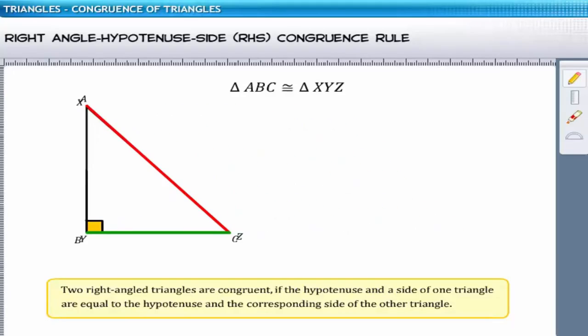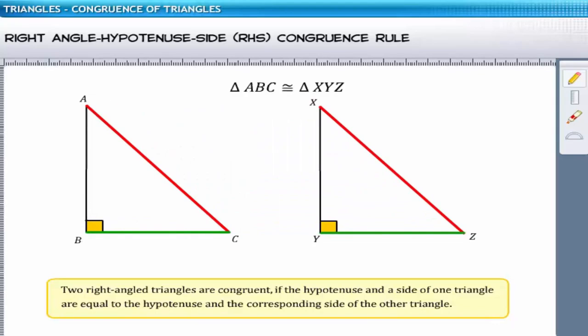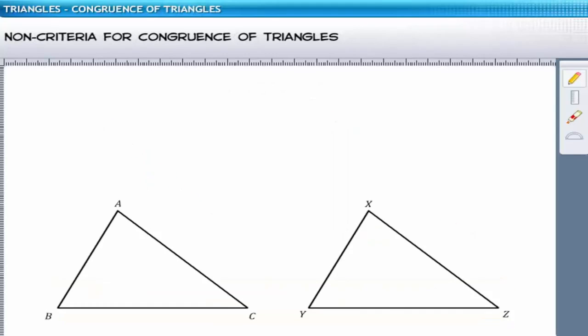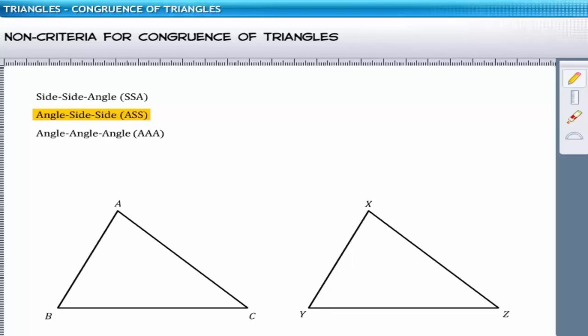This rule is applicable only for the right-angled triangles, while the rules studied so far are applicable for any triangles. As you've seen, we say two triangles are congruent if at least three parts of one triangle are equal to the corresponding three parts of the other triangle. But this is not always true. For example, side-side-angle or SSA, angle-side-side or ASS, and angle-angle-angle or AAA are not sufficient to prove the congruence of two triangles.